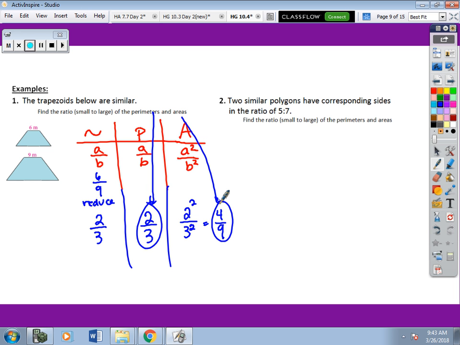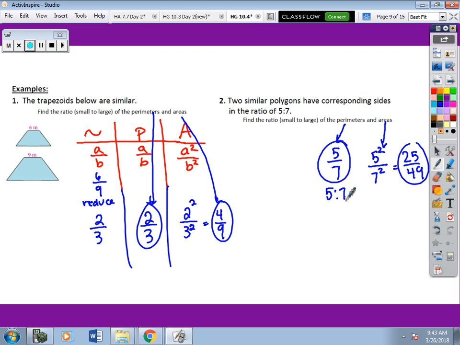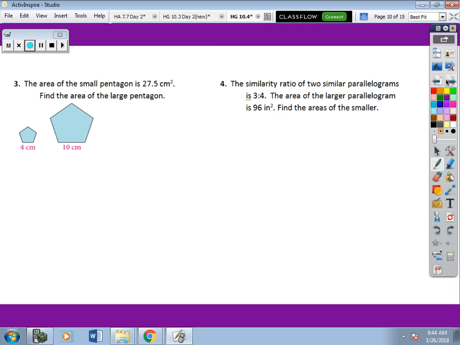Example 2, two similar polygons have corresponding sides in the ratio of 5:7. The perimeters would also be 5:7. The areas would be 5 squared to 7 squared, which is 25/49. So remember, if they ask you for a ratio, it's just a fraction, and you can either write it as a fraction or in ratio format. Now all the other ones are going to be a little bit more challenging.